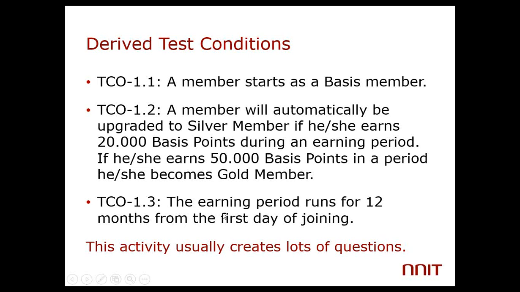So I have to somehow test that it runs for 12 months from the day a member is joining. What if he's joining on the 29th of February and next year it's not a leap year? There's something to test there. So these are my test conditions. Still not necessarily documented as formally as this, but as a sketch or some notes on my paper.